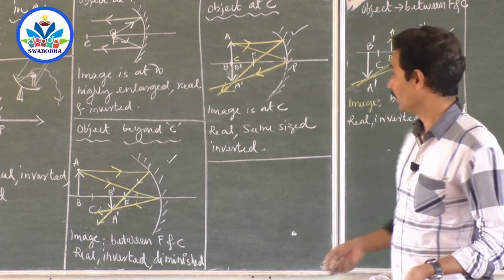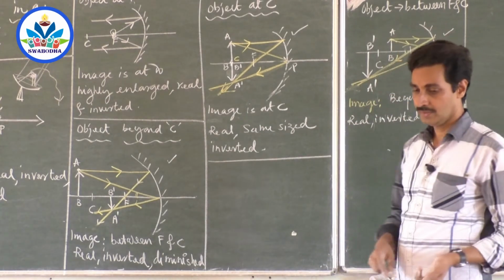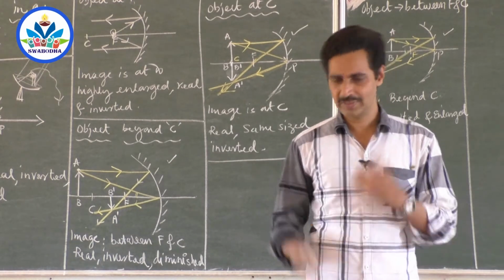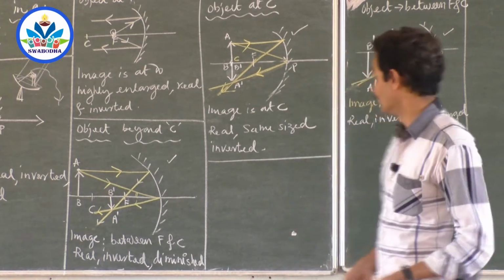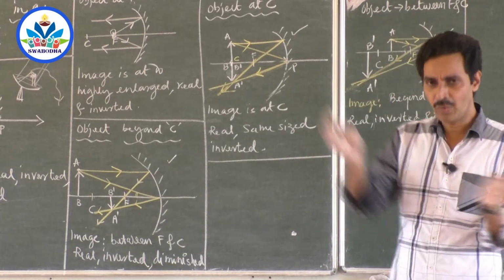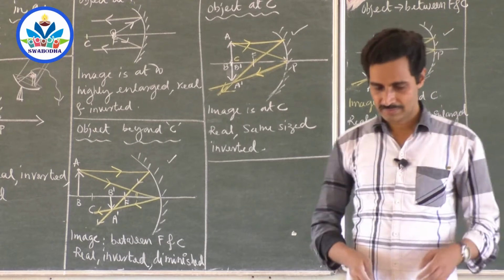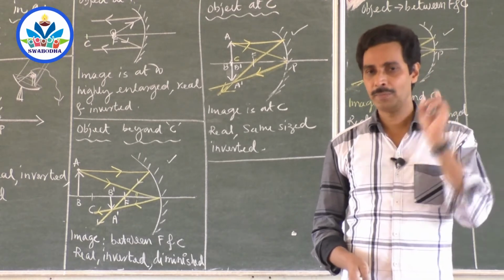And object between F and C, image is beyond C. Beyond C larger, between F and C it is smaller, whatever it is, object or image. So the whole table gets squeezed, and all possible cases. So now is a peculiar case.